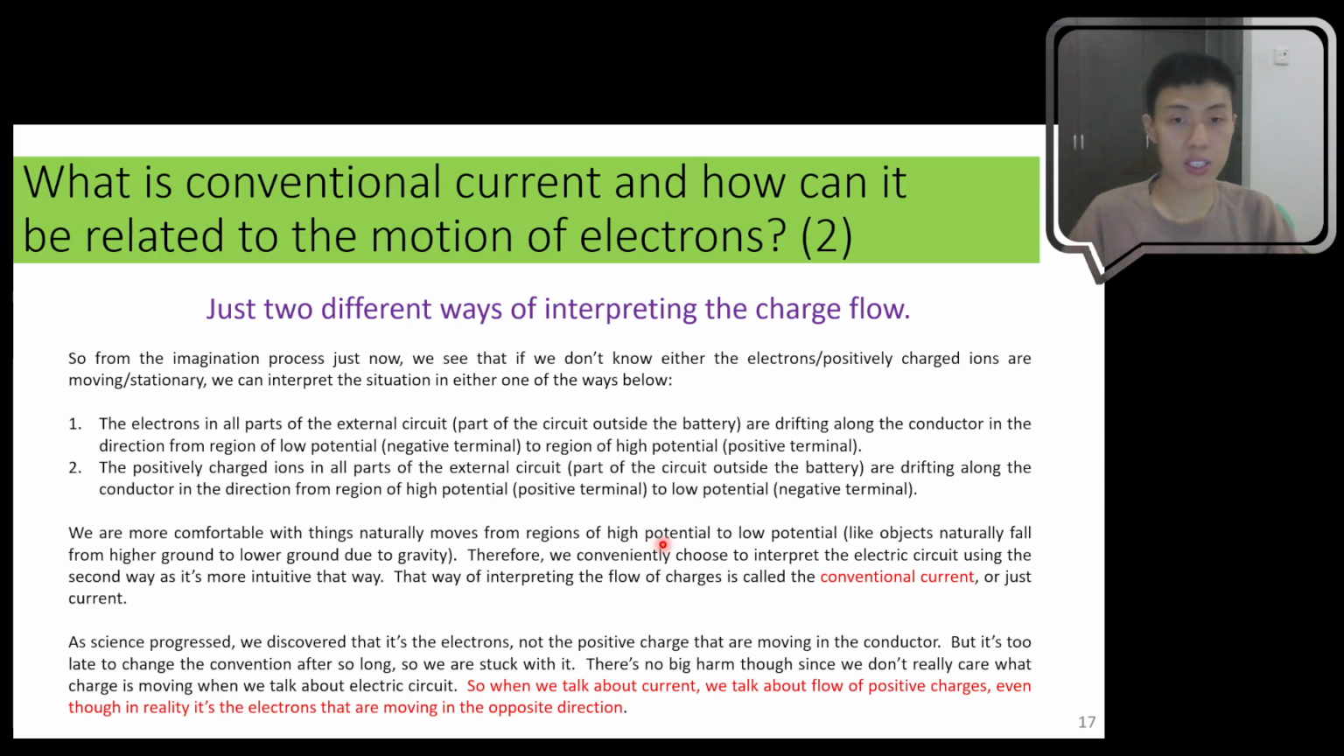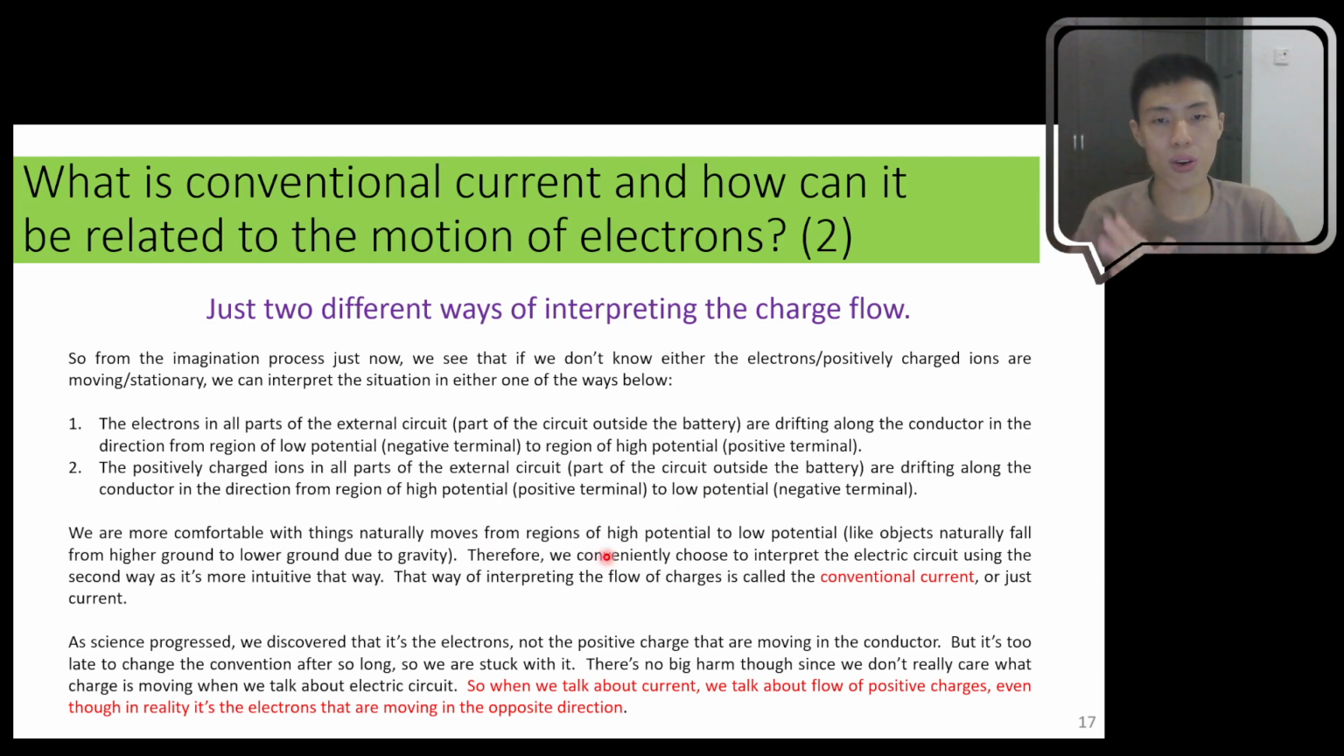High potential regions are places which are higher. Low potential regions are places which are lower. High gravitational potential, low gravitational potential. Objects naturally fall from higher ground to lower ground due to gravity. That's just how we perceive things in the world. We are usually comfortable with things naturally falling. We don't really see things floating up to higher ground naturally.